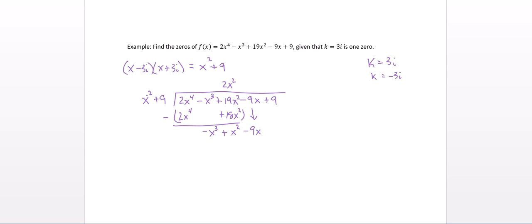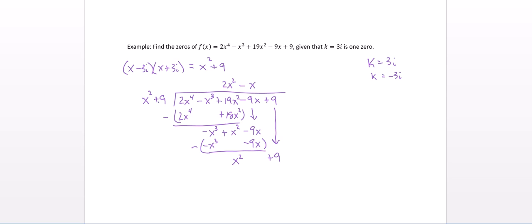Play the game again. What do I multiply x squared by to get a negative x cubed? That's a negative x, right? Negative 1x. So a negative x times x squared is a negative x cubed. Negative x times 9 is a negative 9x. Draw the line, minus sign. Negative x cubed plus x cubed cancels out. x squared drops down. Negative 9x minus a negative 9x, so that's a negative 9x plus 9x. They cancel. And we drop down our plus 9.